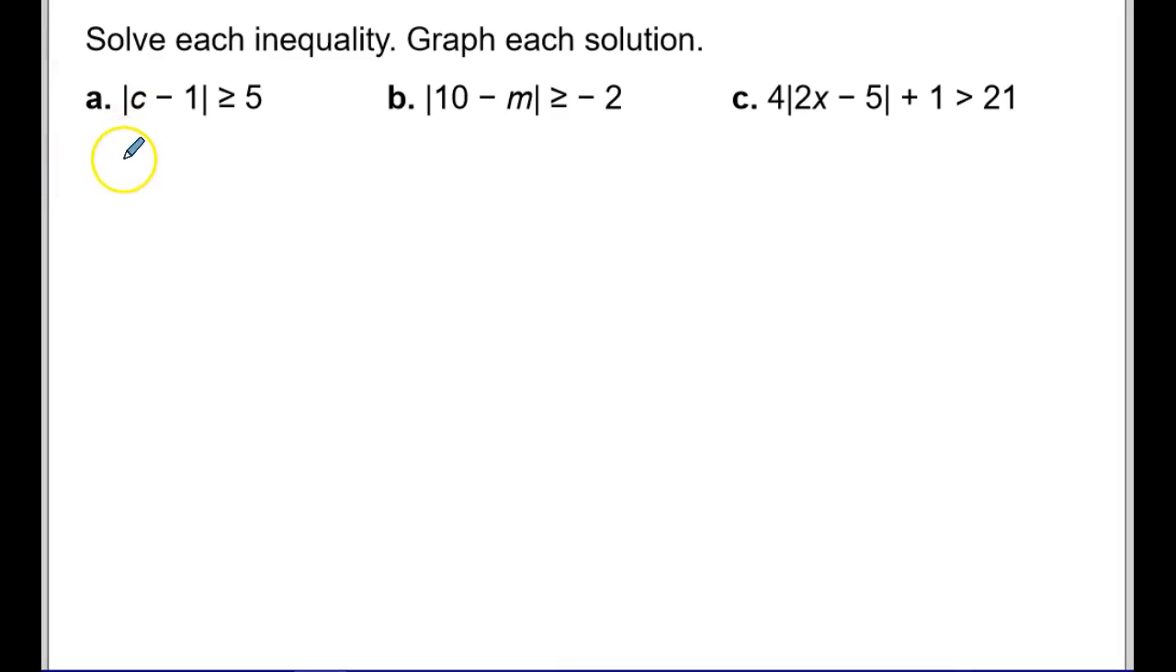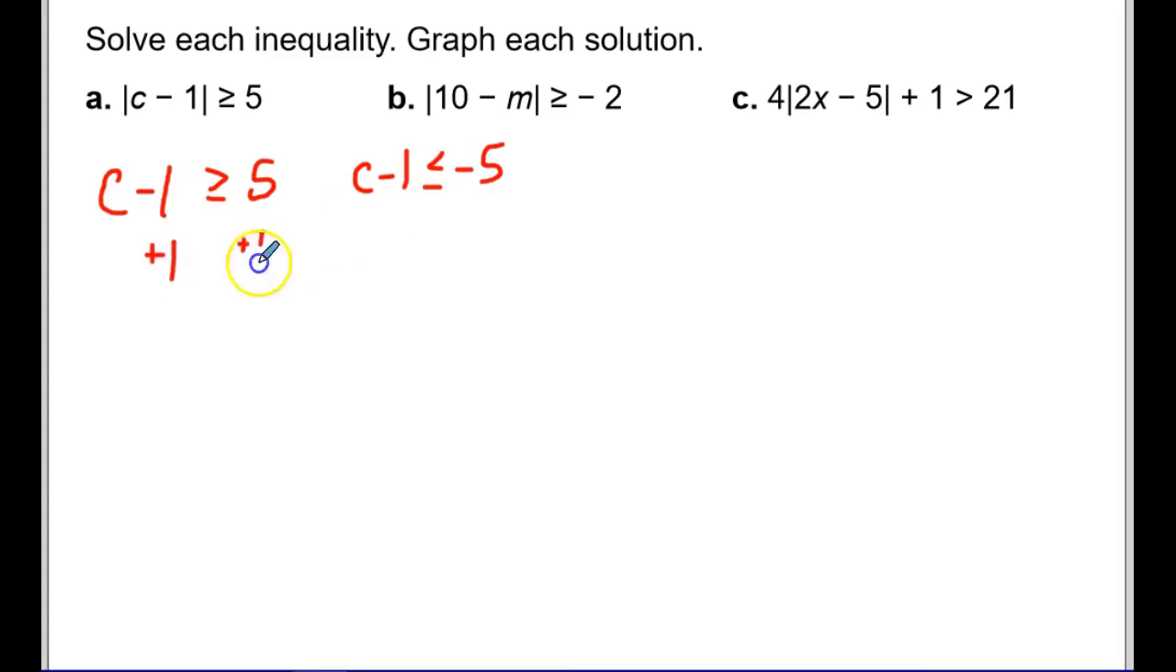So let's first look at this A. We're not going to work all three of these together. We're going to look at A and C together. So my first step is I write my first equation, so c minus 1 is greater than or equal to 5. And then I write my second equation, so c minus 1. I switch the direction of the sign, and I switch the sign for my constant. That's how I get my two equations.